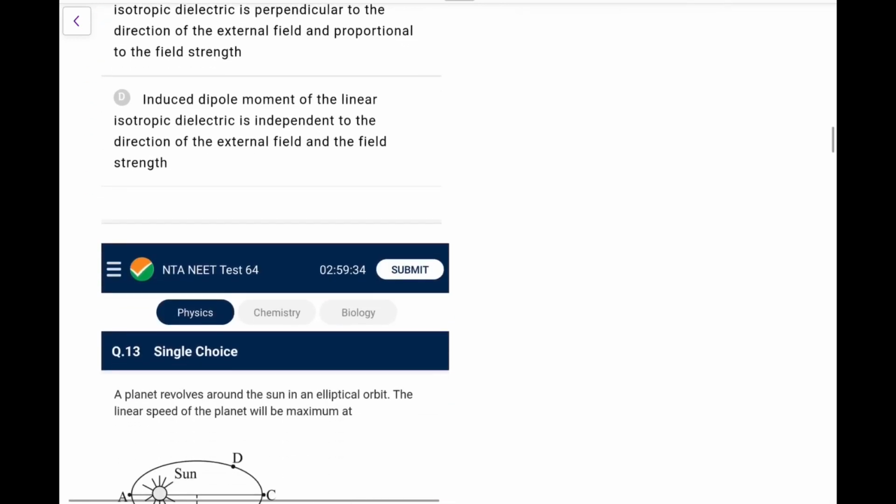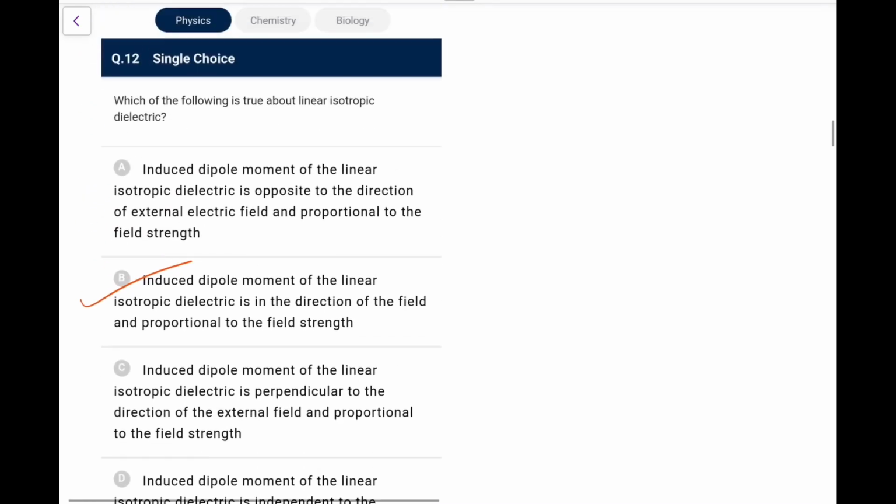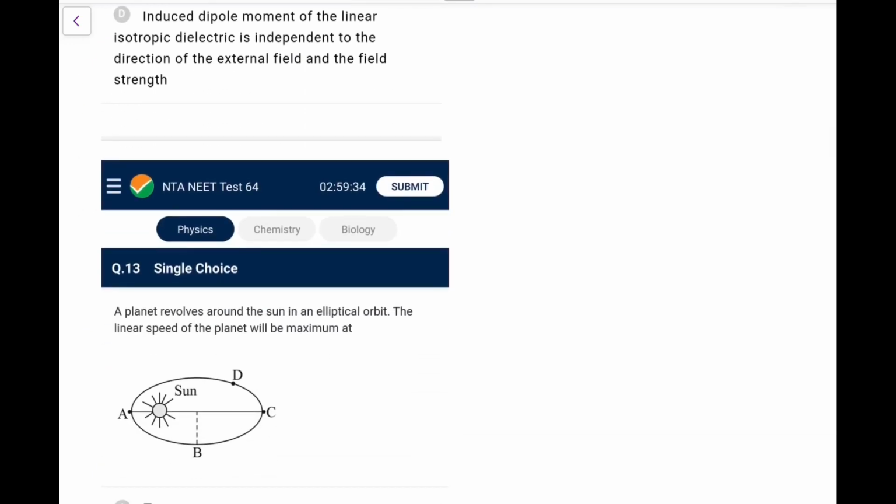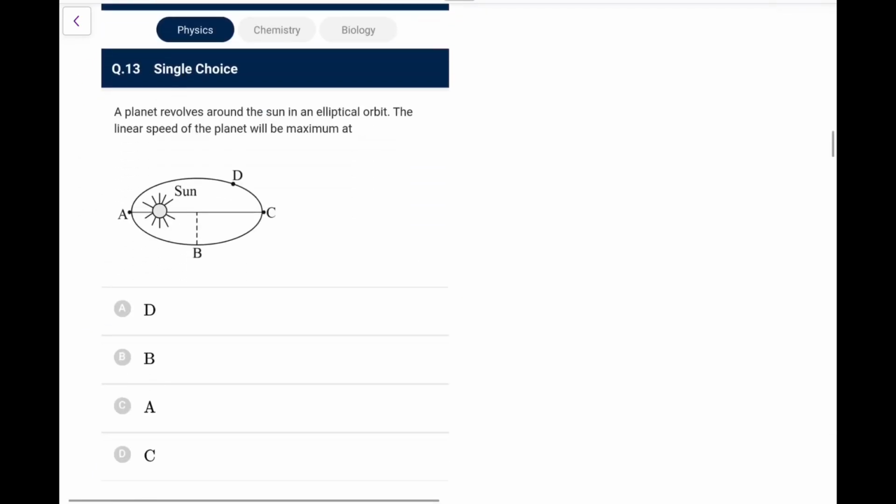Okay. So this was question number 12. So we have done 12 questions now. Now the 13th one we will take. Now this is the gravitation one.